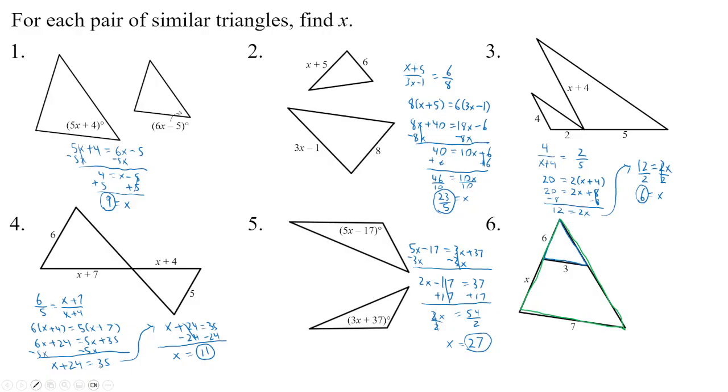So now we have 3 over 7, and I'm going to change colors so I can make a better illustration. 3 over 7 equal 6 over 7. And that's x plus 6. So x plus 6.